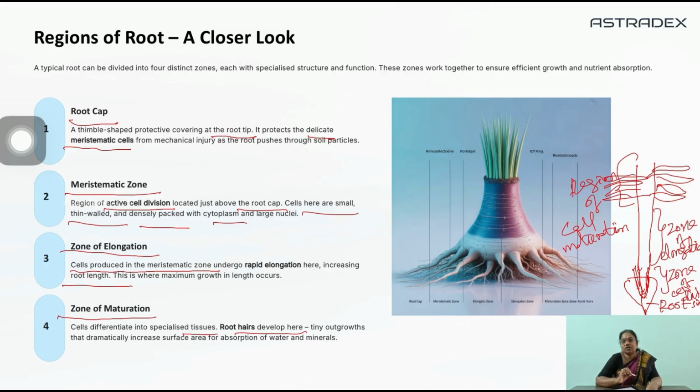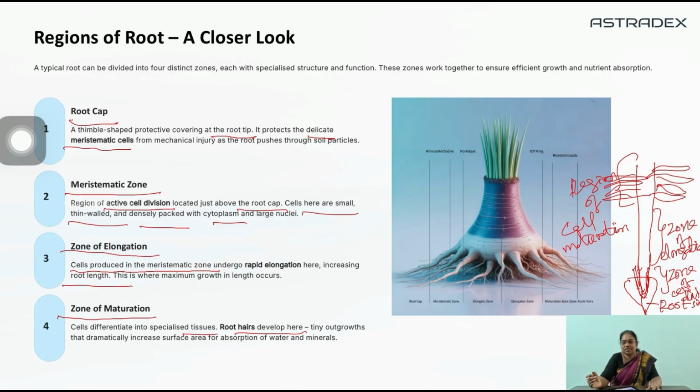So 4 regions are found in the root, from the base: root cap, region of meristematic, region of elongation and region of maturation. In the maturation region, root hairs are developed. These root hairs are used for absorption of water and mineral salts. Then you learn some functions of root.